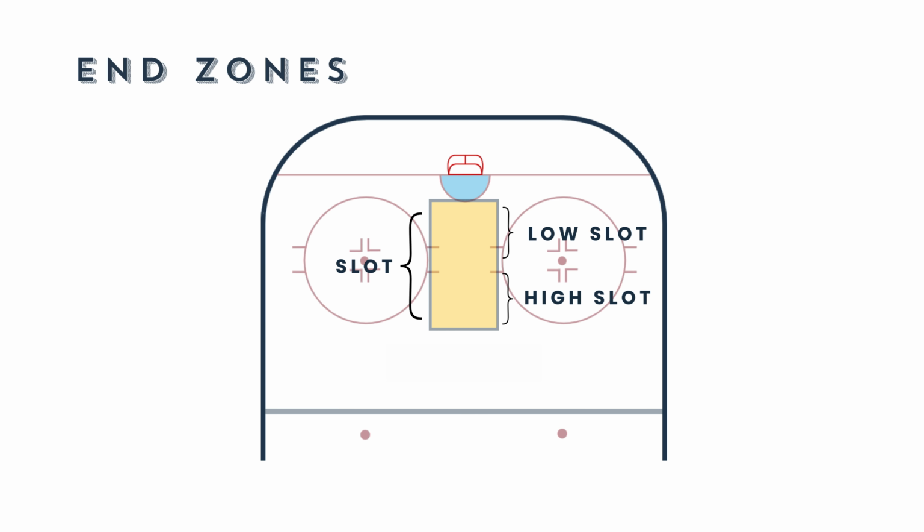So on offense, you're going to want to position one of your forwards here to generate those high-scoring chances. And on defense, you're going to want to defend the slot, to push people out of it, to make sure you're getting your stick in the way of passes, etc., to make sure that you can break up those high-scoring chances.